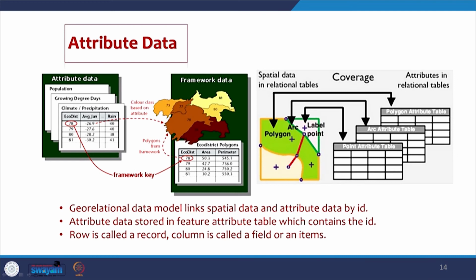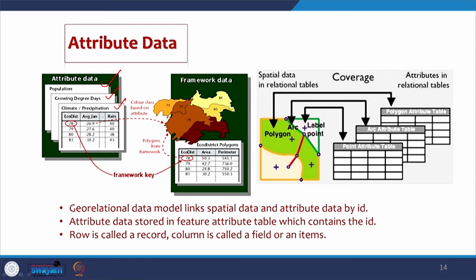Now this attribute data and the spatial data have a link together, and that link has been shown. So you can have several attribute tables, like here population data, degree days, and precipitation climatic data. So three tables are shown together, and once we have the three tables together, we have to manage this database with the help of the database management system.